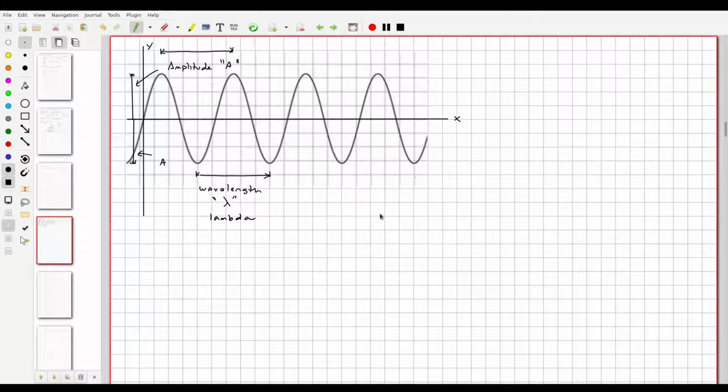All right. Now, let's pretend that this wave here is moving to the right at a speed of v. All right. So if you were to stand here and look up at the peaks as they go by and measure the amount of time it takes for one peak to leave and the next peak to show up, you would have the period.